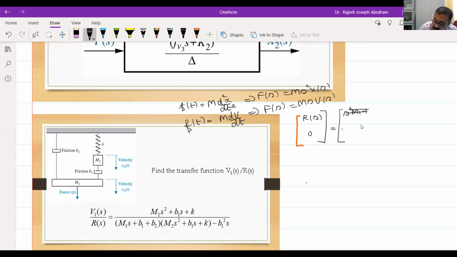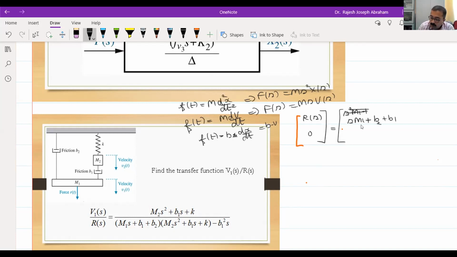It is not s square m1, it will be s m1 plus friction. Friction force, what is the friction force? F of t is b into dx by dt, or in terms of velocity, it becomes b into v. So you get b2 plus b1. Because for the mass, what are the total, all the elements? One applied force, two, three and four.